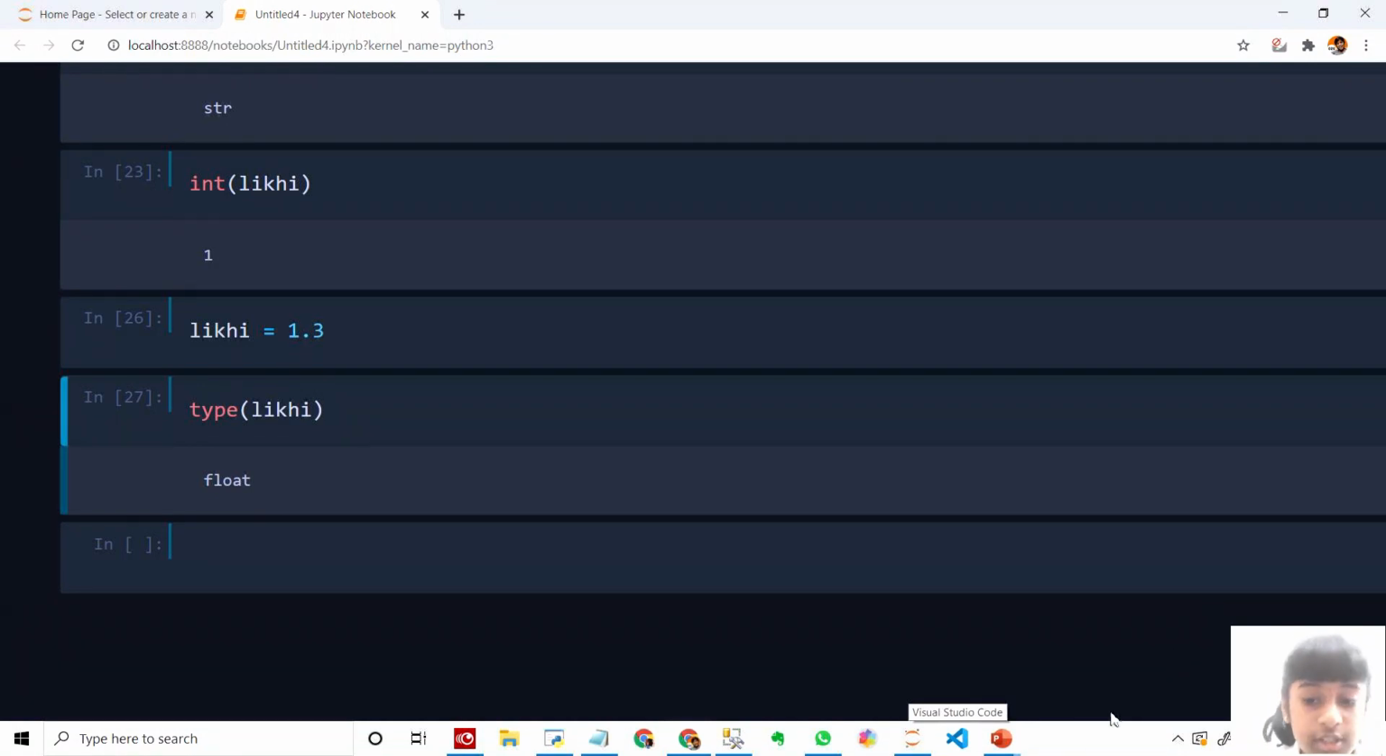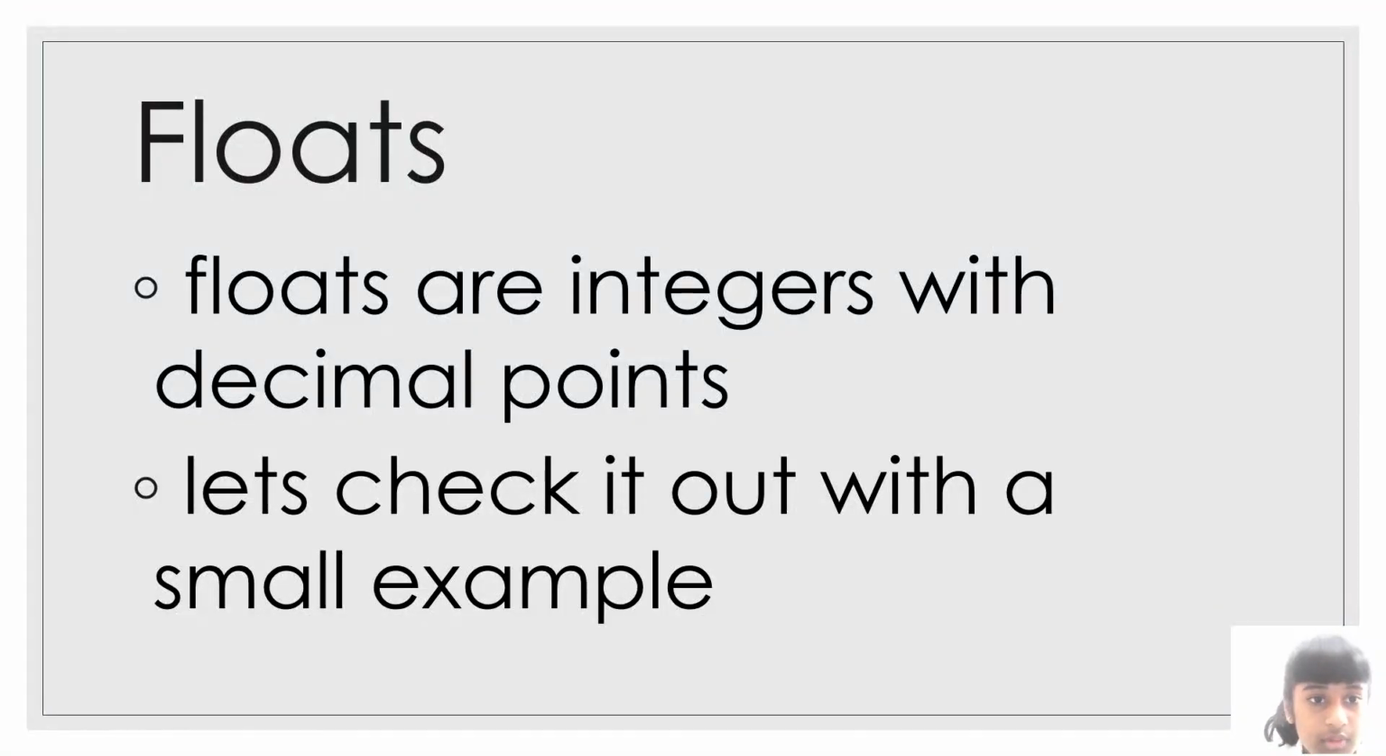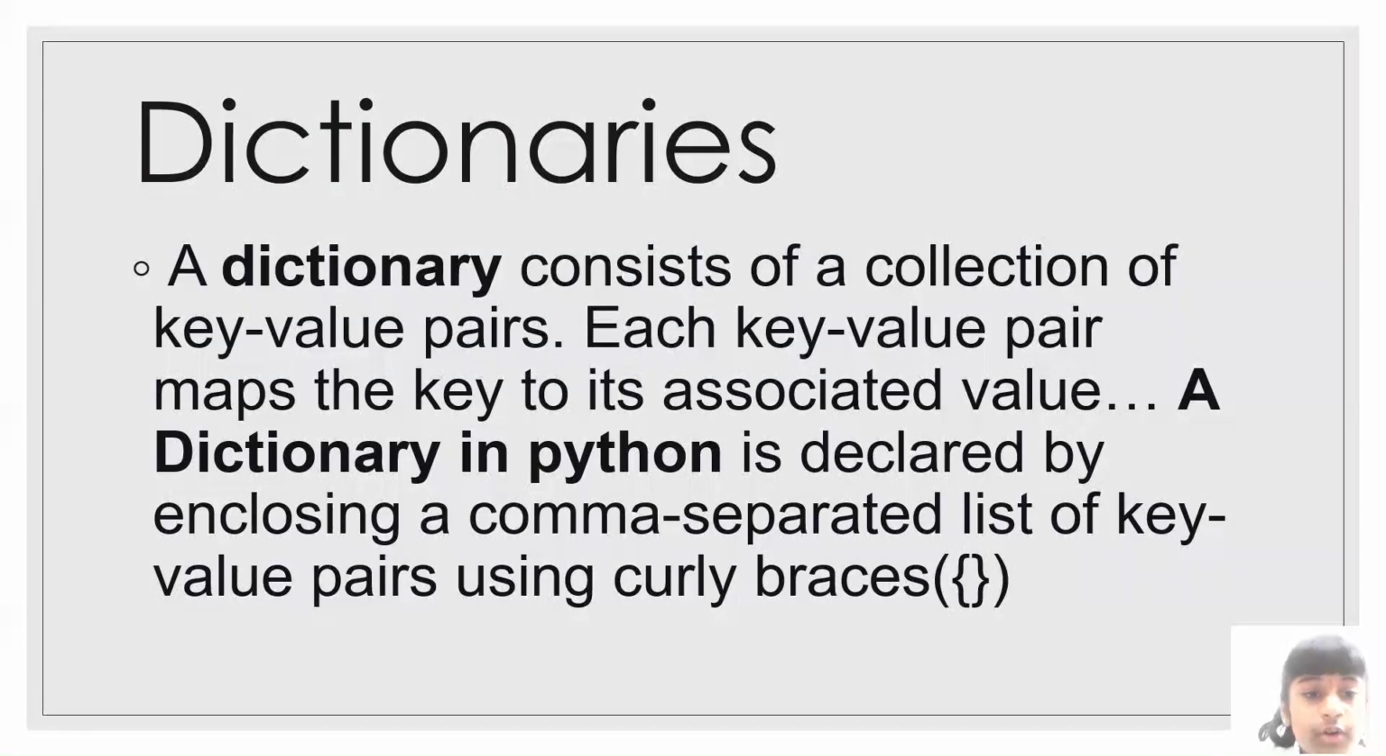Let's check out what dictionaries are. A dictionary consists of a collection of key value pairs. Here you have the meaning of it and the value. Each key value pair maps the key to its associated value. Dictionaries in Python are declared by enclosing a comma separated list of key value pairs using curly braces. Let's see how to create dictionaries.